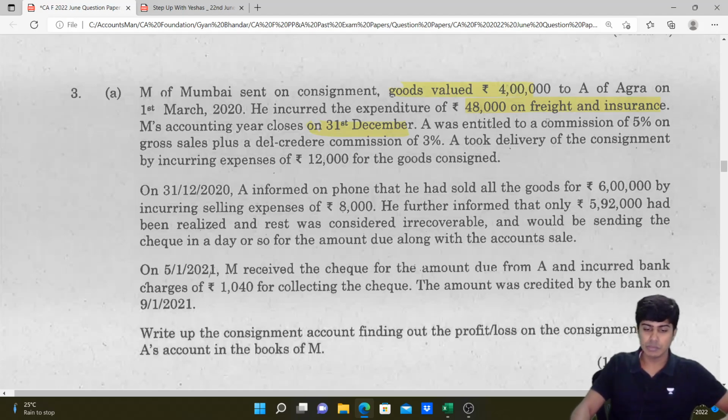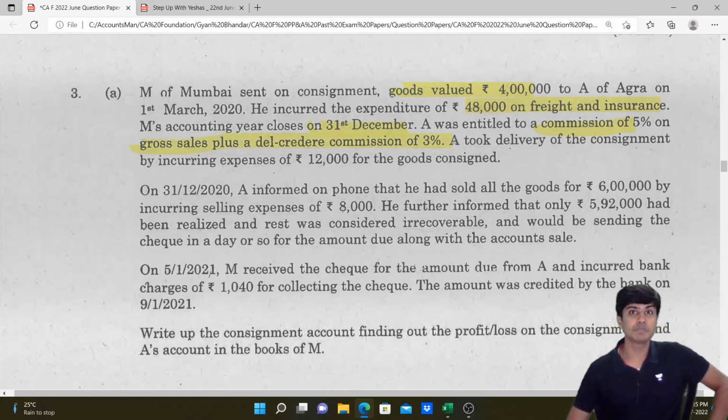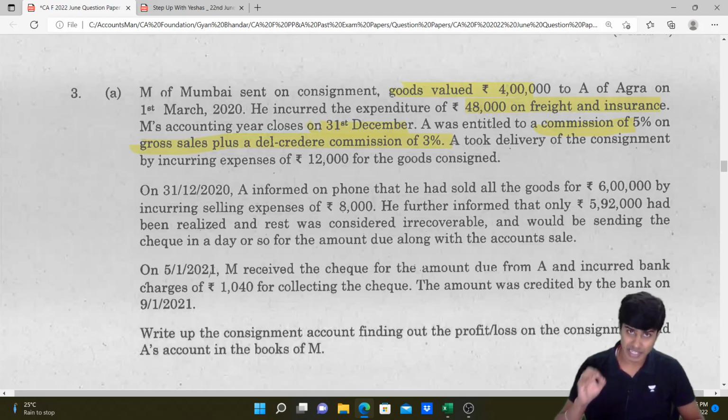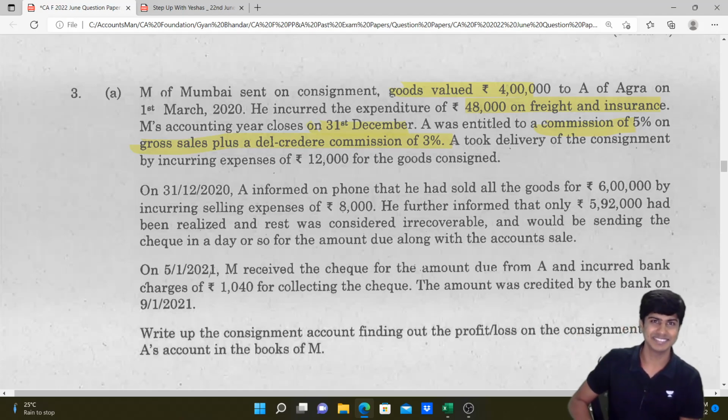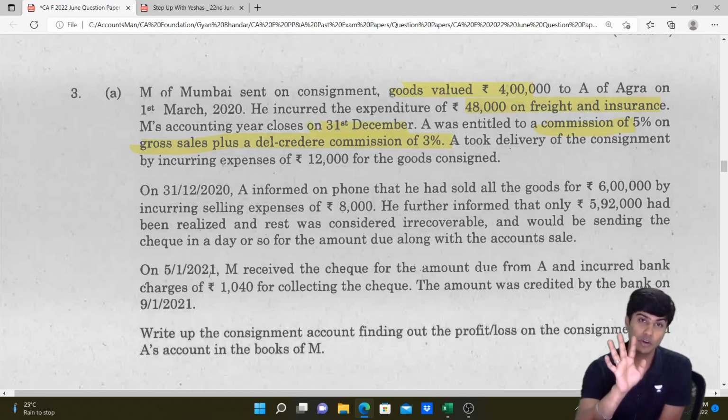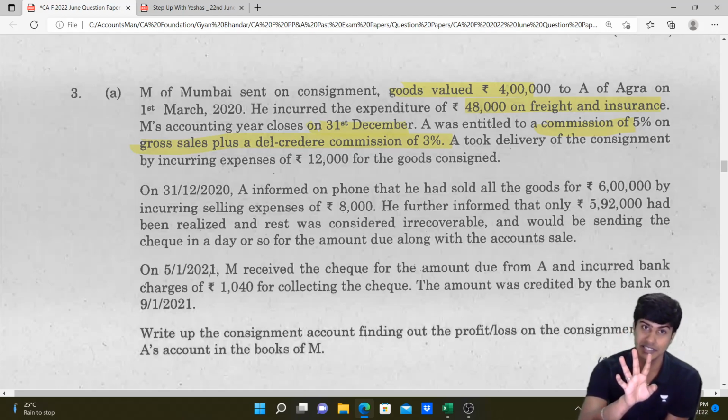Mr. A is entitled to a commission of 5% on gross sales plus a del credere commission of 3%. The del credere commission is paid by the consignor to the consignee. Because the consignee is entitled to del credere commission, bad debts, if any, are to be borne by the consignee. The consignor will not bear it. That will get deducted from the consignee's commission. Got that? Very good. And del credere commission should be applied on total sales, never on credit sales exclusively, unless such a statement is specifically mentioned in the question.